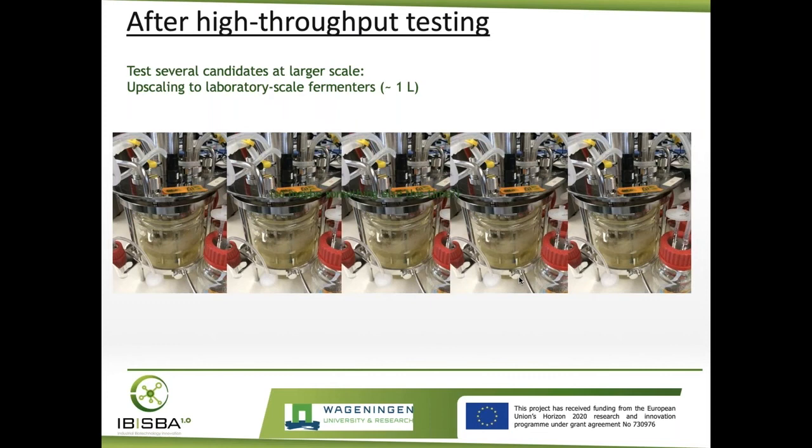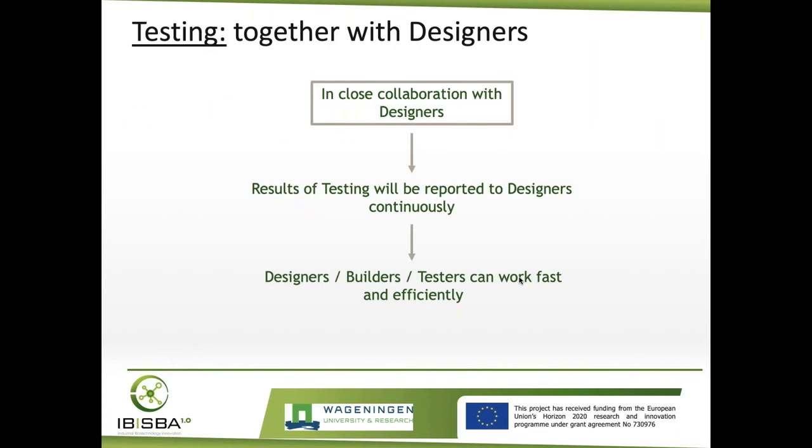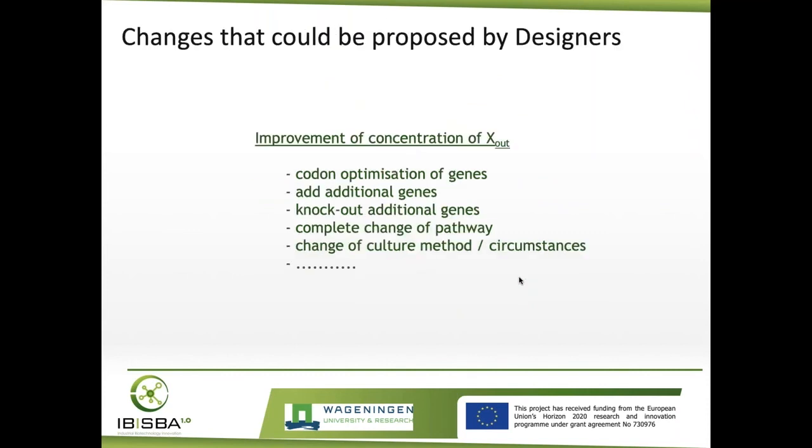So on testing, one of course has to work in collaboration with designers. In a sense, we have the designers, and then we have the builders and testers. But of course these are not silos. There should be sufficient communication between the various steps. First of all, the results of testing have to be reported continuously to the designers, so that designers can optimize the process and use computational models to refine predictions and help on generating better designs, so that the designers, builders, and testers can work fast and efficiently.